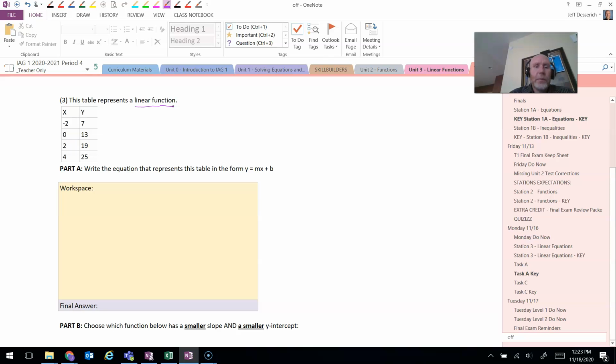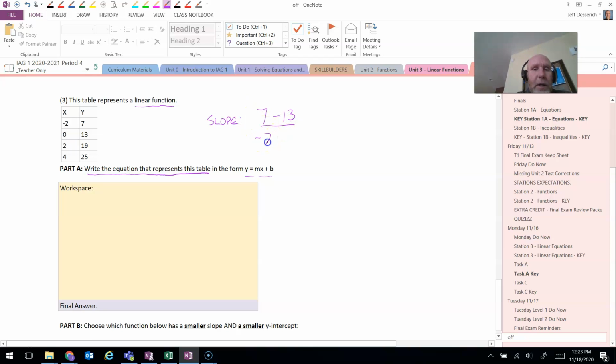So part A says to write the equation of a line that represents this table in the form y equals mx plus b. You've done this before, but the first thing we need to do is go ahead and find the slope. I'll do y minus y, 7 minus 13, over x minus x, negative 2 minus 0. I'm just using these first 2 points here. So that gives me negative 6 over negative 2, which divides evenly to a 3.